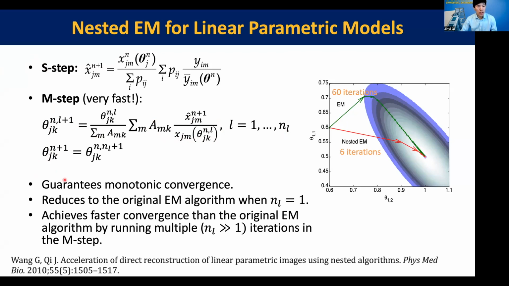As compared to the original EM method, if you set N L equals to 1, this goes back to the original EM method. And this method has a guaranteed monotonic convergence, as we described earlier, because it follows the optimization transfer principle. And it can achieve faster convergence than the original EM just by running multiple iterations here without increasing any computational costs.